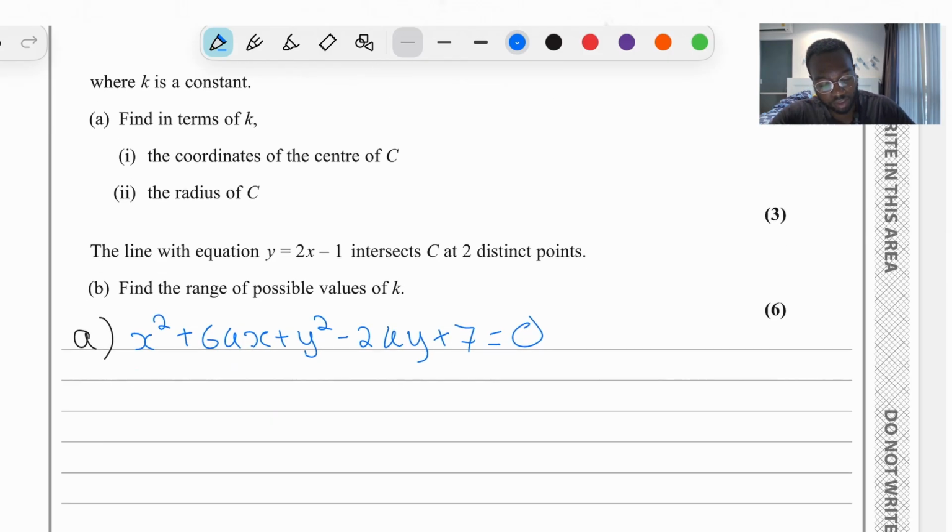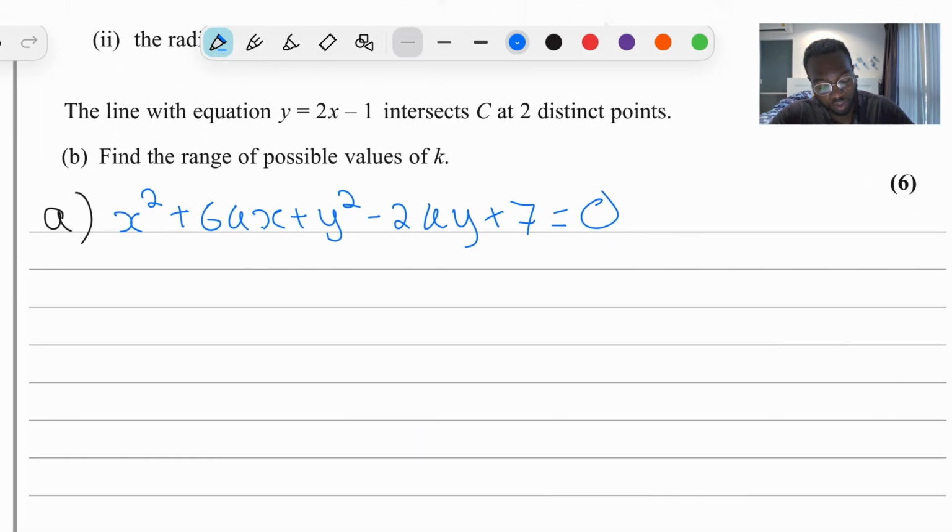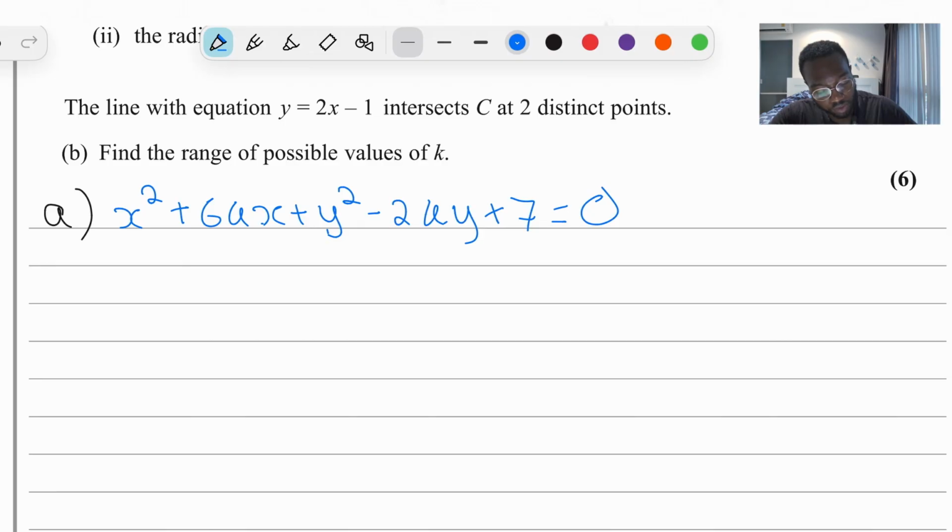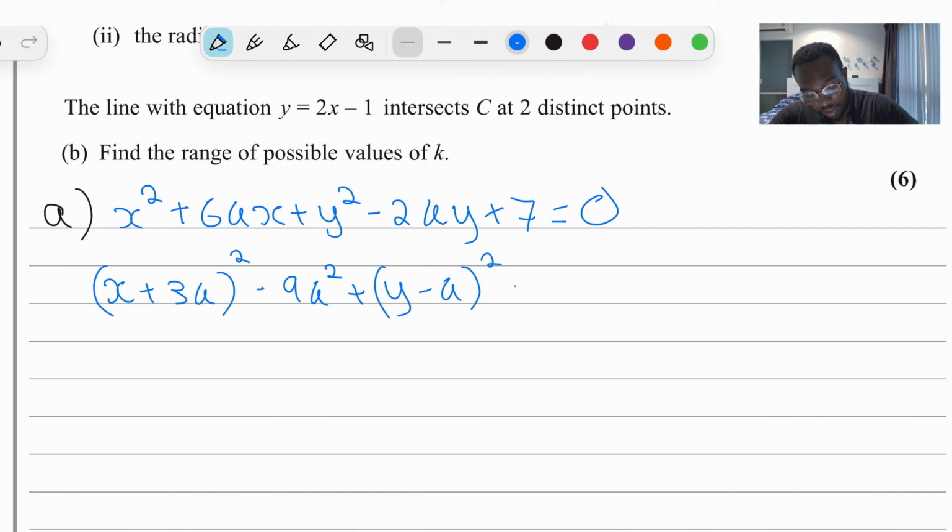And now let's complete the square. Let's get the center of the circle and the radius. So if we complete the square now, we'd get x plus 3k, that'll be squared, minus, well, we'll come out of that, minus 9k squared, okay, that will come out. And then we have plus y minus k squared. And then out of that, minus k squared would come out, plus 7. And that is equal to 0.